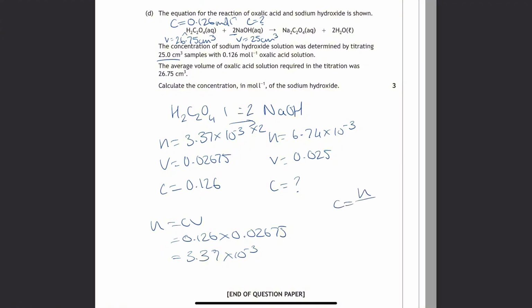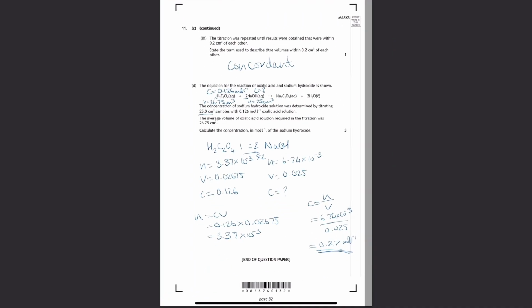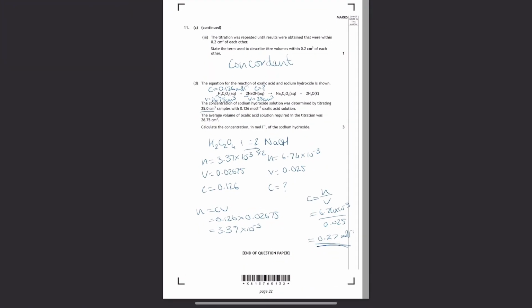So then C is equal to n over V, so 6.74 times 10 to minus 3 over 0.025, which is 0.2696, so I'll just round it to 0.27 moles per litre. And there's me, the queen of writing in the do not write in this margin. And yeah, that's the 2022 exam past paper over and out.